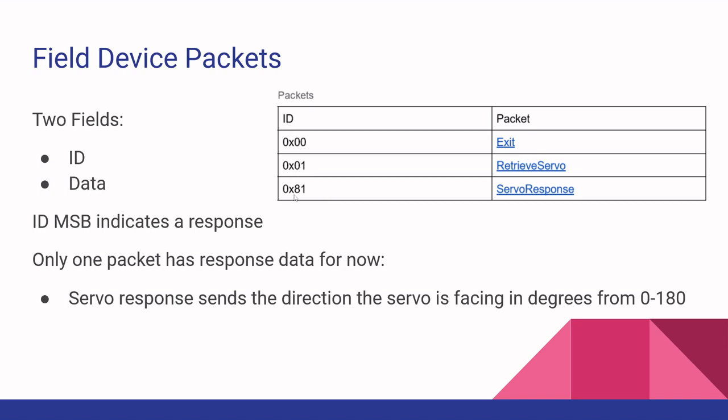The most significant bit of the ID we have currently representing, saying, hey, this is a response or a request. So these first two are requests. They have a 0 in that first bit, whereas this one is a response, so it uses a 1 in that bit.